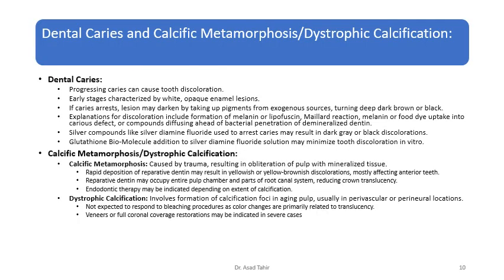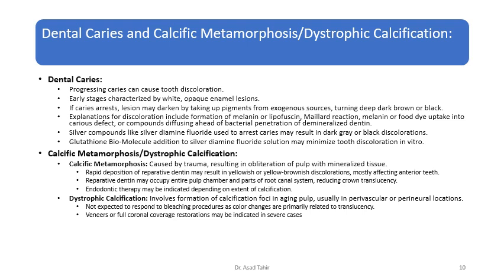Dental caries and calcific metamorphosis/dystrophic calcification. Dental caries: progressing caries can cause tooth discoloration. Early stages are characterized by white, opaque enamel lesions. If caries arrests, the lesion may darken by taking up pigments from exogenous sources, turning deep dark brown or black. Explanations for discoloration include formation of melanin or lipofuscin, Maillard reaction, melanin or food dye uptake into the carious defect, or compounds diffusing ahead of bacterial penetration of demineralized dentin.